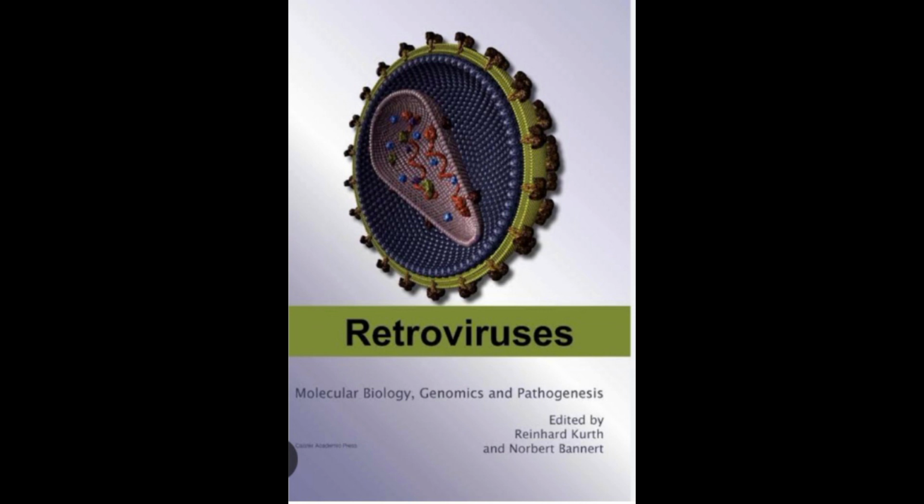Classification: the family Retroviridae has been divided into two subfamilies, Orthoretrovirinae and Spumaretrovirinae. The most important retroviruses are the human immunodeficiency viruses HIV-1 and HIV-2, which belong to the genus Lentivirus. Human immunodeficiency virus is a spherical enveloped virus about 90 to 120 nanometers in diameter.